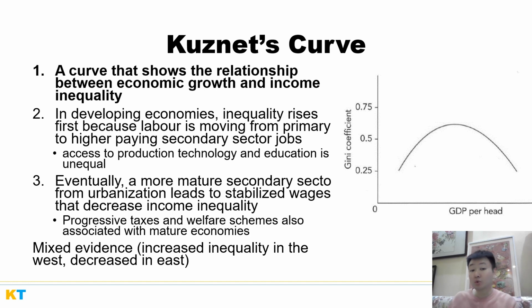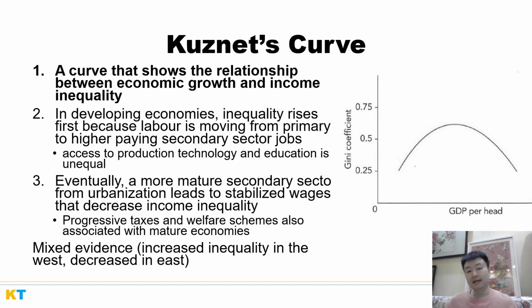Eventually, a more mature secondary sector from urbanization, which is people moving to cities or cities being formed from rural areas, right? So people moving from rural areas to cities leads to stabilized wages that decrease income inequality. So we're saying that the level of human capital rises throughout, and so everyone is getting paid a little bit more, and so inequality decreases.